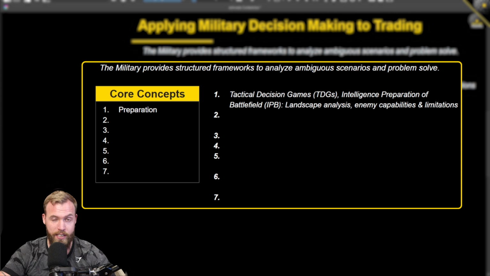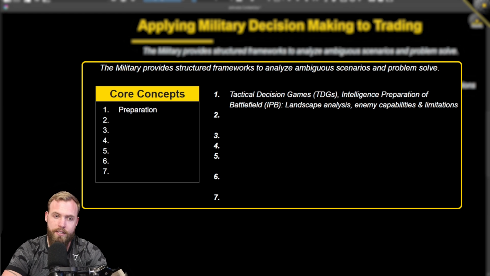And we do this in a bunch of different ways. They can happen in a conversation. It can happen via a sand table exercise. We call those STEXes. But the whole point behind this is that the first time you're seeing a problem should not be when the real problem exists. So you'll see how this translates beautifully into trading.